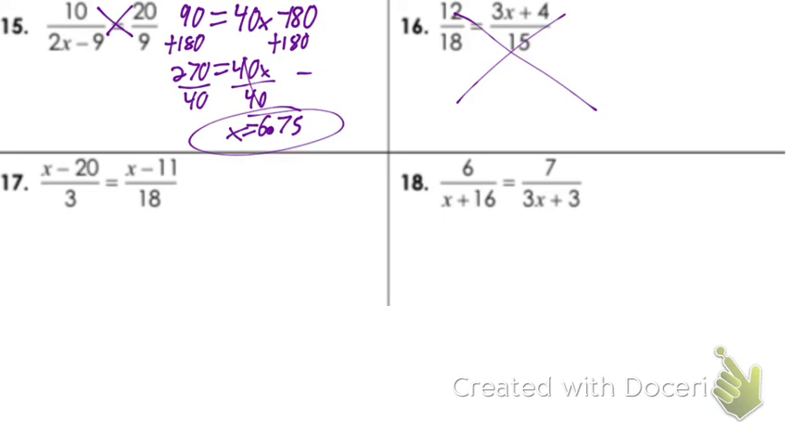It is. Okay, so on 17, we notice we have a couple different x's, right? Don't let that freak us out, guys. We're going to do the same math we've been doing. It's going to be 18 times the quantity of x minus 20, and then it's going to be 3 times the quantity of x minus 11. So we're still doing the same cross multiplying we've been doing. Okay, that part's consistent. Now, as we distribute this 18, we're going to have 18x minus 360 is equal to 3x minus 33.